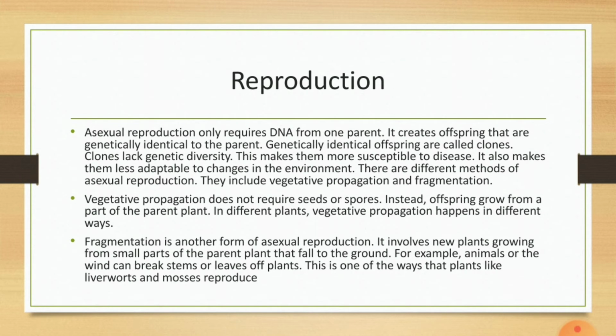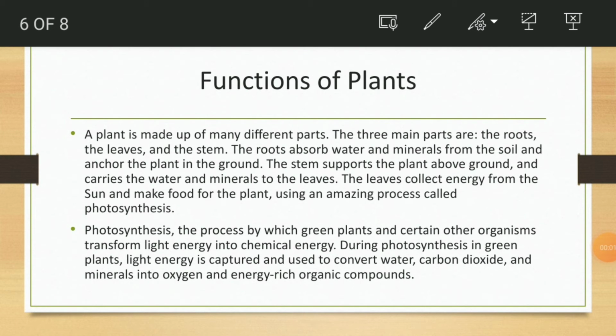Now, asexual reproduction in plants only requires DNA from one parent. It creates offspring that are genetically identical to the parent. Genetically identical offspring are called clones. Clones lack genetic diversity. This makes them more susceptible to disease. It also makes them less adaptable to changes in the environment. There are different methods of asexual reproduction. They include vegetative propagation and fragmentation.